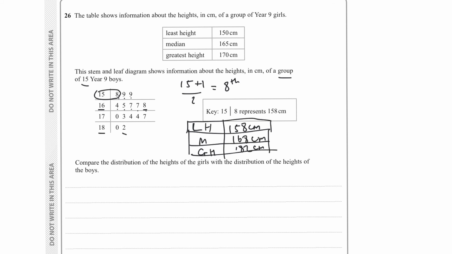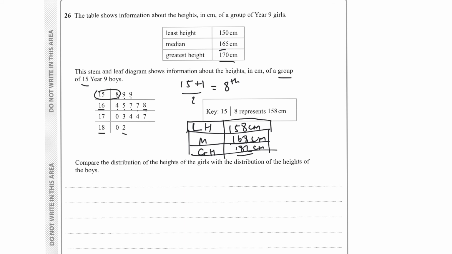Okay, let's compare. So we could say that on average, the boys are taller because their median is bigger. Also, you could say something along the lines of the greatest height for the boys is 182 centimeters, whereas for the girls, it's 170 centimeters. So anything along those lines should be fine. So we're going to do that now.